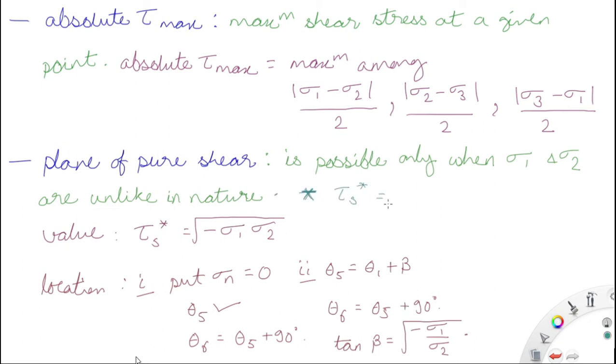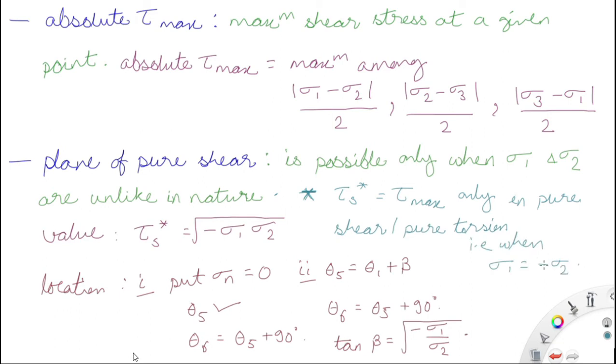Now tau s star is equal to tau max only in pure shear or pure torsion. So the absolute tau max or in-plane tau max will be equal to the plane of pure shear tau s star only in pure shear or pure torsion. When sigma 1 is equal to minus sigma 2, that happens in pure torsion. So in pure torsion we have sigma 1 equal to tau and sigma 2 equal to minus tau.